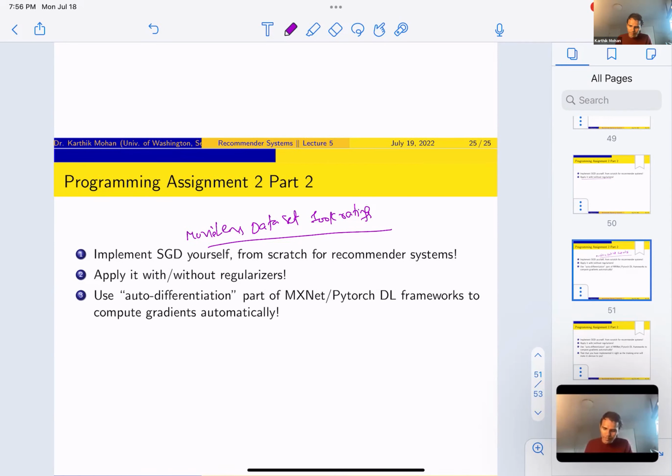Yeah, and then you can do automatic differentiation. This might be new for some of you, especially if you've not used it before, but implementing with MXNet or PyTorch frameworks, autograd to compute gradients automatically in your SGD module. So you're actually implementing the SGD from scratch. So that notebook that we'll have for assignment part 2 will have that aspect, right?